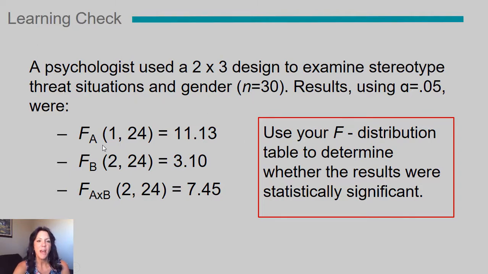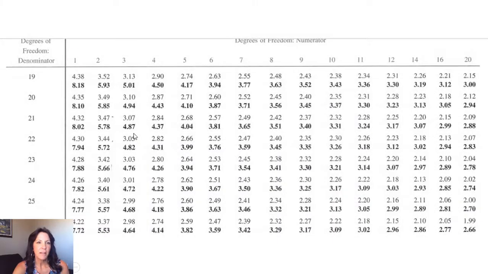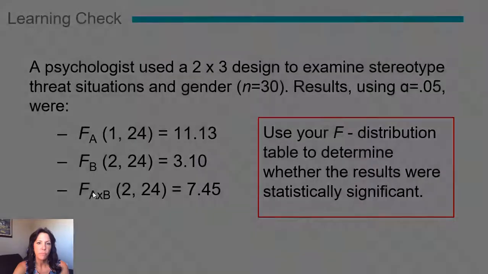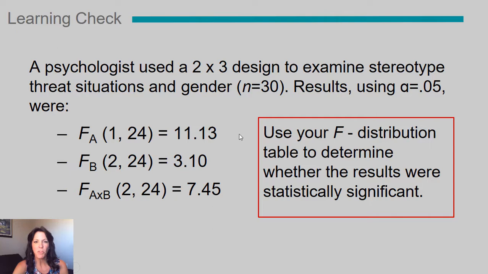All right, so let's now look at degrees of freedom 1 and 24 to find out what is the critical value. So I'm circling first number 1, then 24, and I end up with a critical value right here of 4.26. So did our factor A exceed 4.26? Well, it definitely did. 11.13 is much more than 4.26. We're going to reject the null hypothesis. We reject the idea that there is no difference between the levels of factor A. We say there is a difference. And we reject it at the alpha 0.05 level.